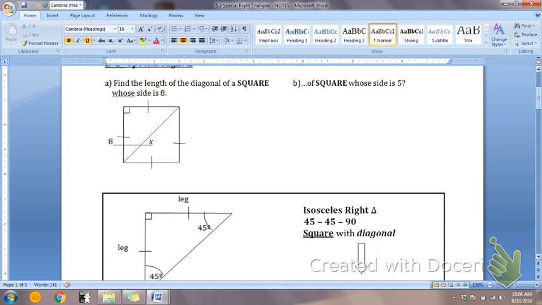There we go. Okay. So the first thing we're going to do is find the length of the diagonal of a square whose side is 8. Okay, so here's the thing. I have this square here, and you guys see that I have an isosceles triangle, right? If this is an isosceles triangle, what do we know about these angles down here? They're congruent.